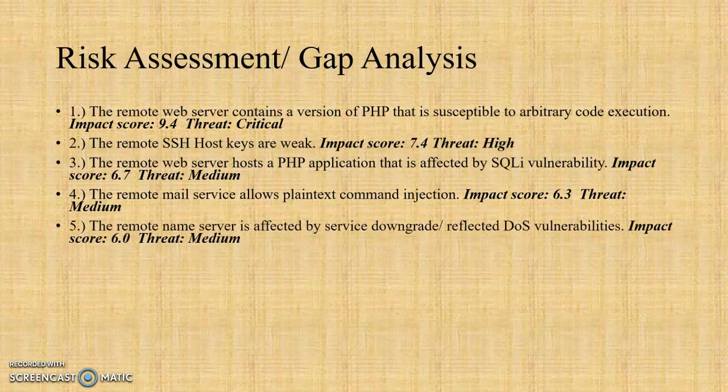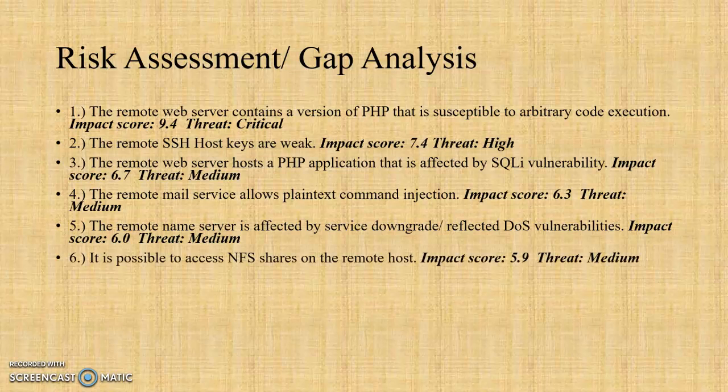Number 5 is the remote name server is affected by service downgrade reflected DOS vulnerabilities. The impact score is 6 and the threat is medium. An unauthenticated remote attacker can exploit the bind9 service downgrade vulnerability to use the affected service as a reflector in a reflection attack.